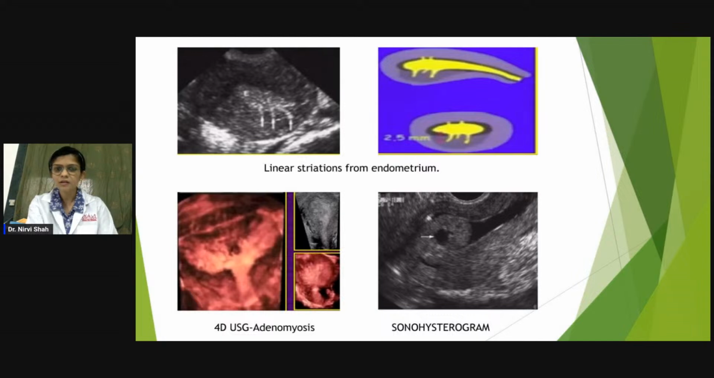And here this is a sonosalpingogram again showing a myometrial cyst, and this is adenomyosis, a focal adenomyoma to be precise, in the cavity of the uterus. Even sonosalpingogram is not necessary for diagnosis of adenomyosis.